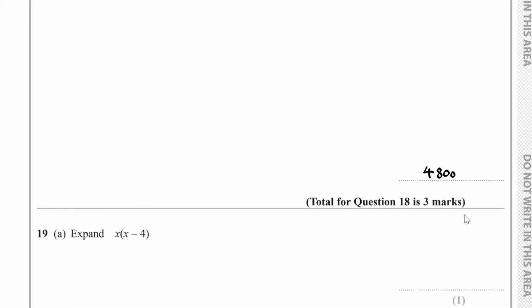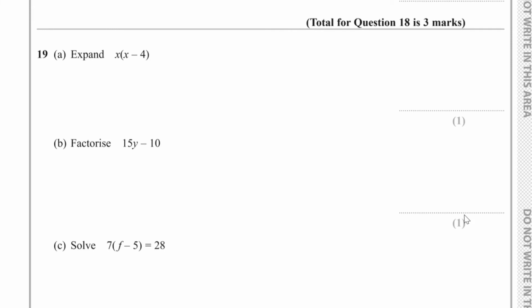And now for question 19, part A, we have to expand x lots of x minus 4. So x times x, that gives x squared. x times minus 4, that gives minus 4x. And now for part B, we have to factorize 15y minus 10. So here you can see the highest common factor of 15 and 10, that's 5. So 5 times 3y gives 15y. 5 times minus 2 gives minus 10.